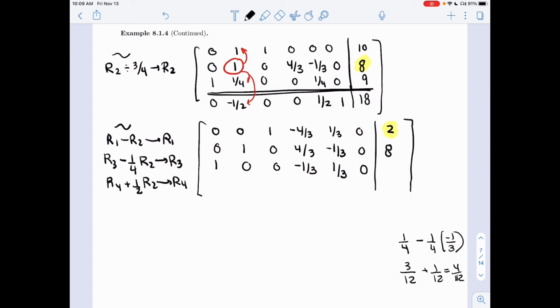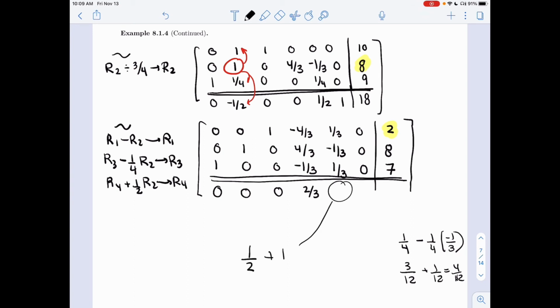9 minus a fourth of 8 minus 2, that's 7. All right, then 0, 0, 0. 4/3 times 1/2, that's 2/3. All right, let's compute this one. That column is harder. So 1/2 plus 1/2 of minus a third, that's 3 minus 1 over 6, and that's 1/3. And then this one stays 1, and then the final one is 18 plus 4, that's 22.